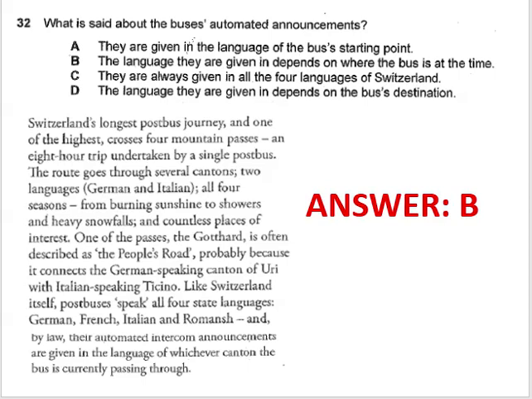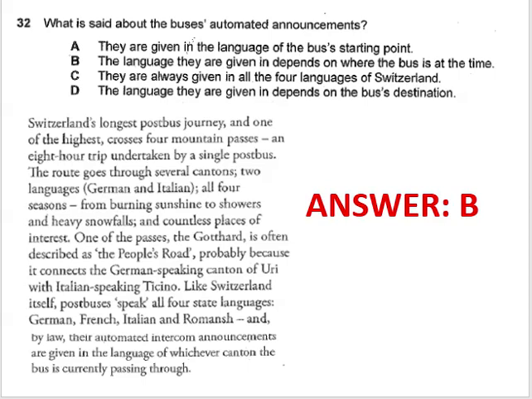No. So this route goes through several cantons, 2 languages, German and Italian, and 4 seasons, from burning sunshine to showers of heavy snowfalls, countless places of interest. One of the passes, called the Gotthard, is often described as the People's Road, probably because it connects the German-speaking canton of Uri with Italian-speaking Ticino. Like Switzerland itself, post buses speak. Yeah, so now it is talking about some announcements, some speaking. So like Switzerland itself, post buses speak in all the 4 state languages: German, French, Italian, and Romansh.